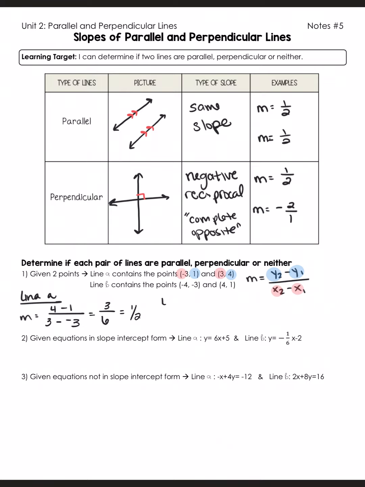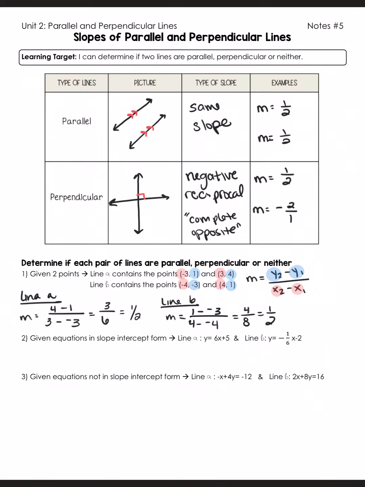Now I have to look at line B and find its slope. I use the same formula. This time, my y values are 1 and negative 3, so y2 minus y1 is 1 minus negative 3. The denominator is x2 minus x1, so 4 minus negative 4. 1 minus negative 3 is 4. 4 minus negative 4 is 8. This fraction can get simplified to 1/2.